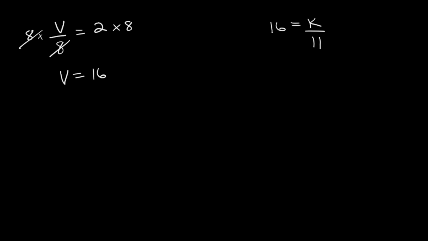Now on this side, we're dividing by 11. So we need to multiply by 11, which is the opposite of this operation. So if we multiply by 11 on this side, we need to multiply by 11 on this side. So these two cancel, and this becomes 176 is equal to k.